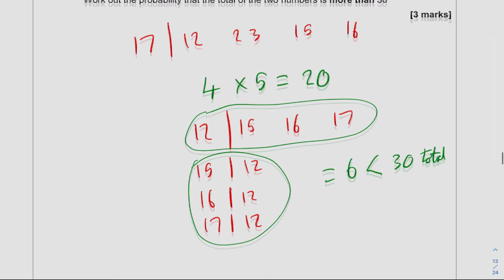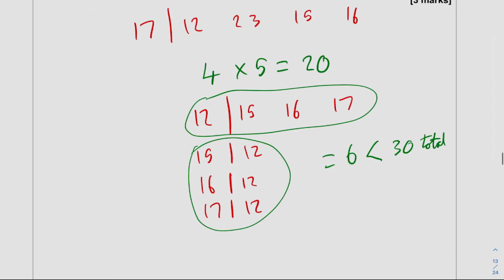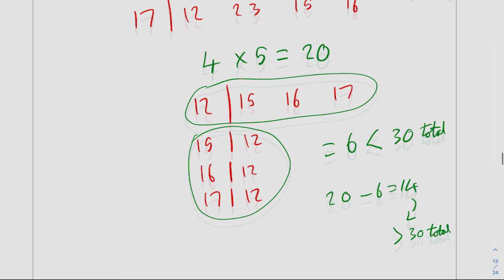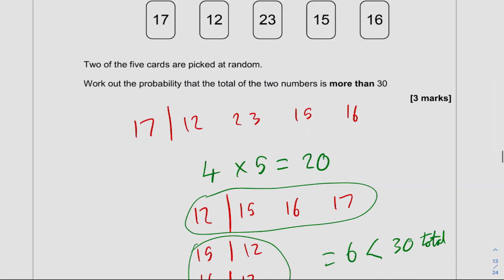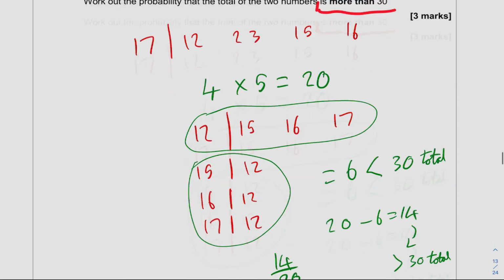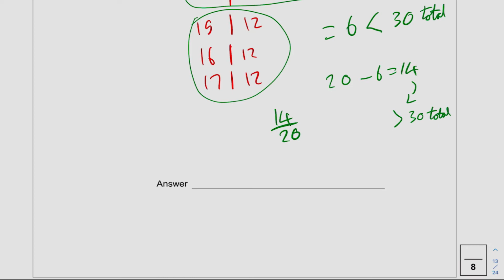And we've got 20 options. So 20 take away 6 equals 14. So there are 14 which give a combination which is more than 30 total. So therefore the answer is 14 over 20, which give a total of more than 30. So if we cancel this down, we get 7 over 10, which is equal to 0.7.